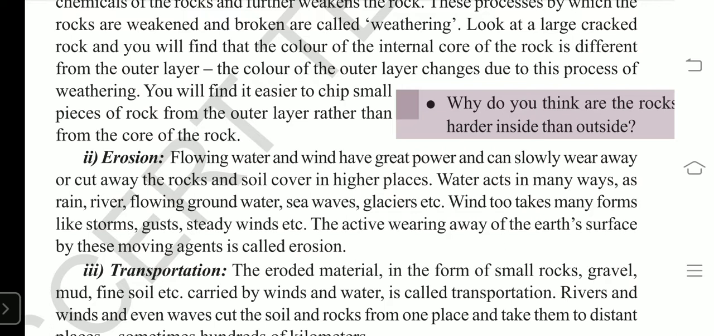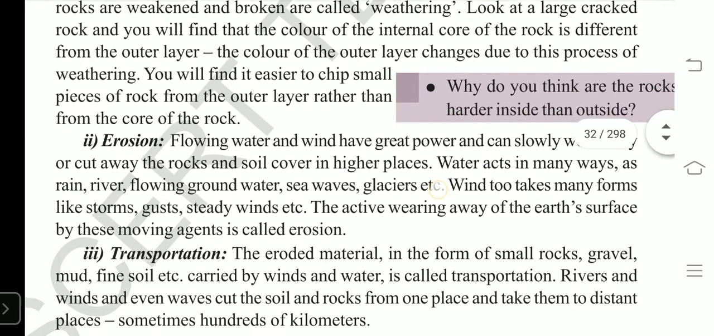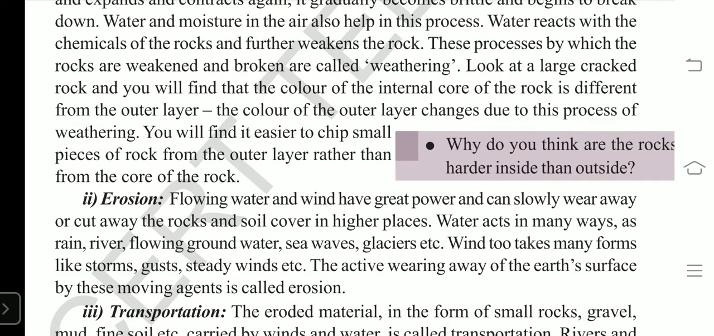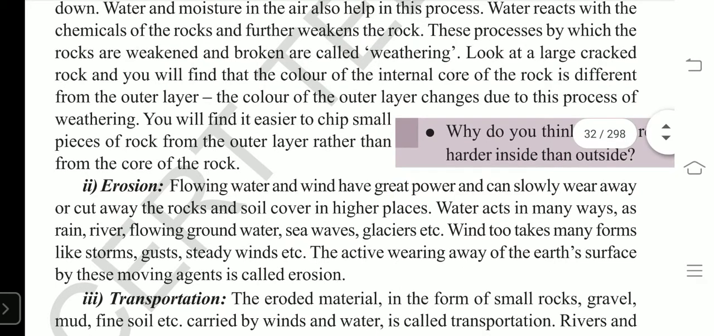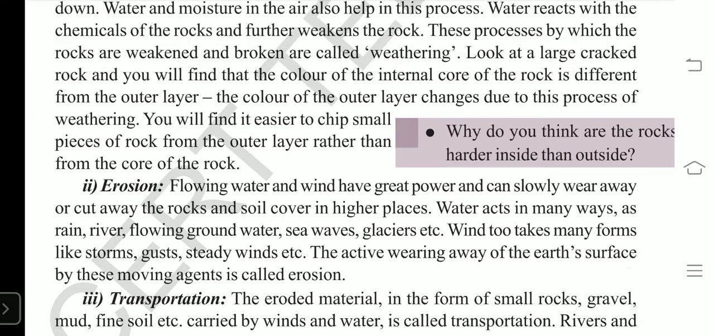When it reaches the low-lying areas, the speed of the water and the wind reduces. Where the water speed and wind velocity are high, there we can see that the cutting of the rocks and soil is high. Understand? So wind too, water acts in many ways. We'll study in the next class how it works, in how many ways it goes on working, right?